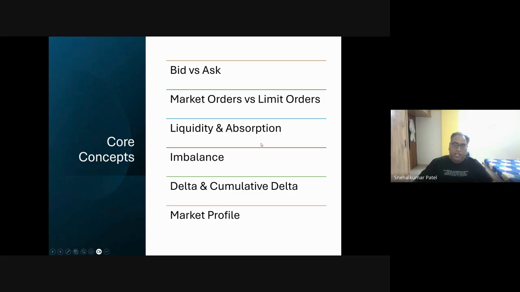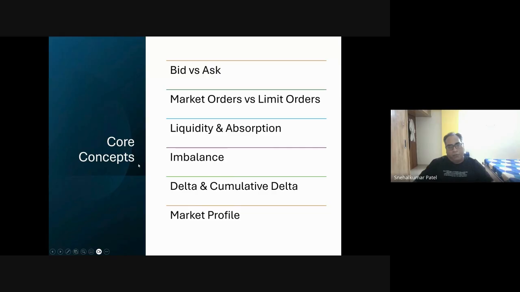Then we will be looking at how liquidity and absorption takes place. For example, when one side absorbs the move of the other side, the buyers dominate as compared to sellers. That is called absorption of the sellers. And when sellers move the market on the downside, that is absorption of the buyers. So we will look at that as well.